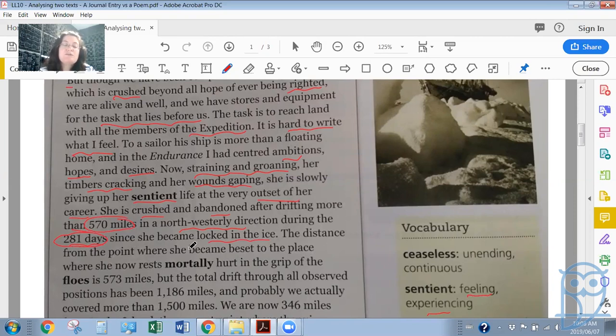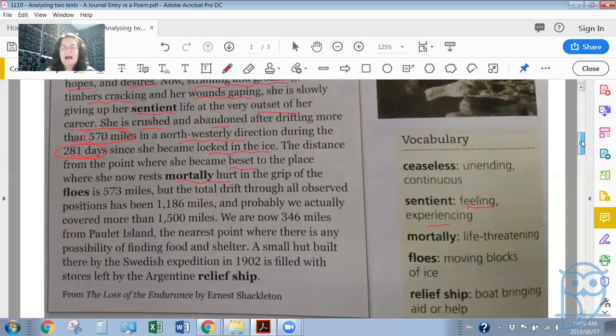The distance from the point where she became beset to the place where she now rests, so where the ice started collecting, mortally hurt. He still sees her as something that is alive, so it's life-threatening if it's mortally hurt. Mortally hurt in the grip of the floes. Floes are moving blocks of ice.